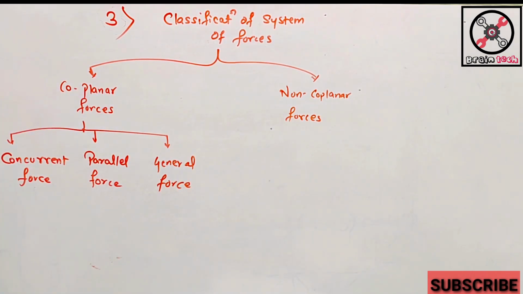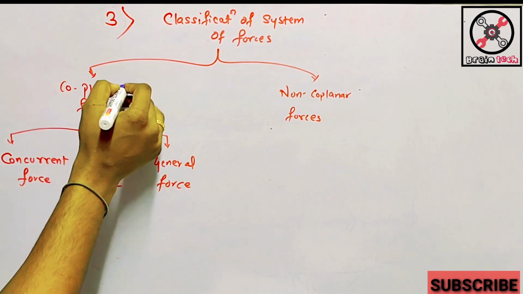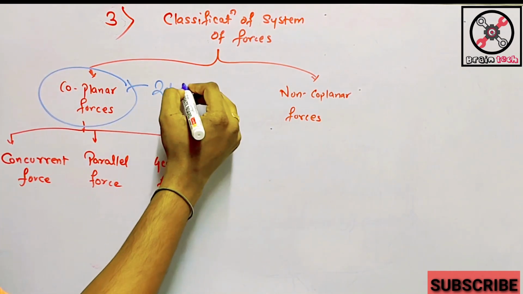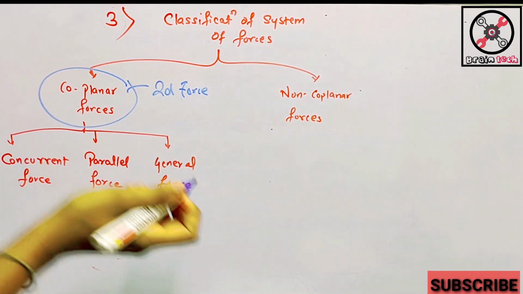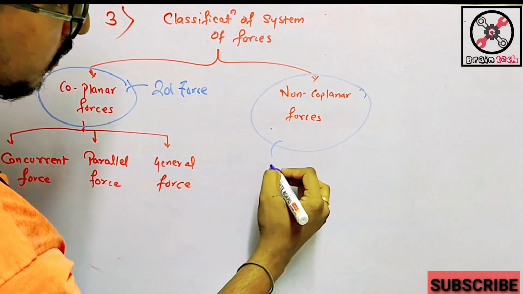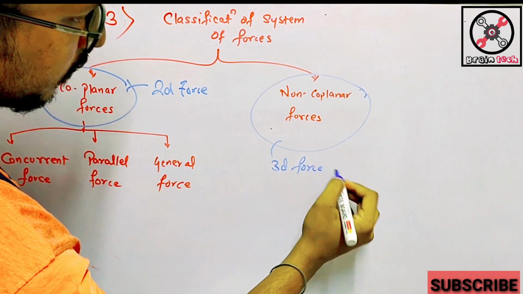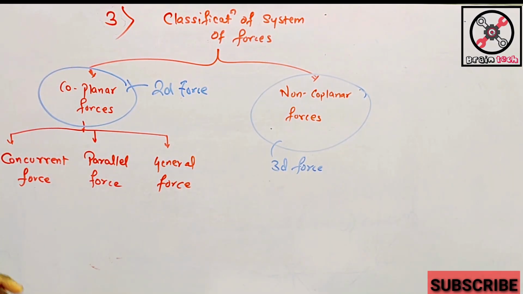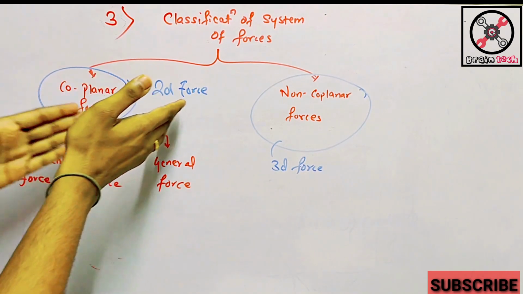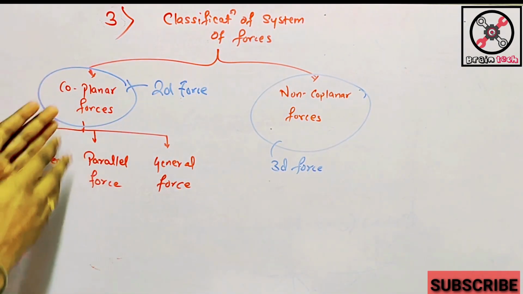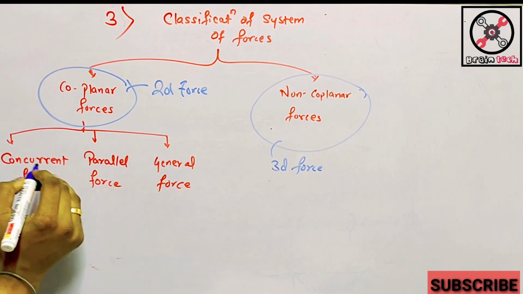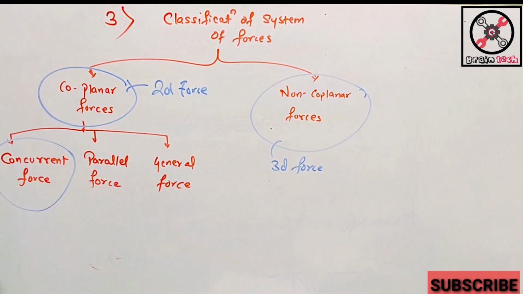Coplanar forces means what? Forces lie in one plane. Non-coplanar forces means the forces do not lie in one plane. For the sake of ease, coplanar forces are also known as 2D force. Non-coplanar forces are also known as 3D force. In coplanar system of forces chapter, we are going to deal with only 2D force, that is F_x and F_y.